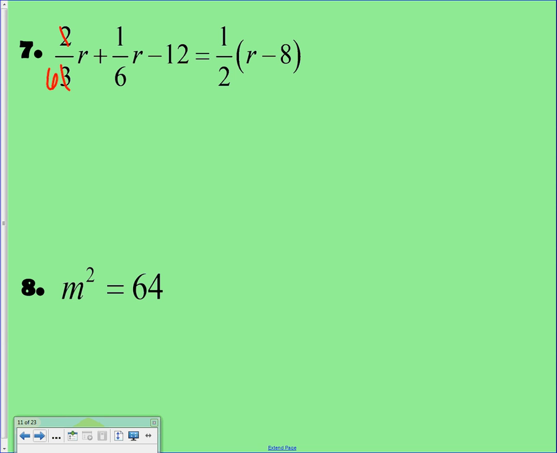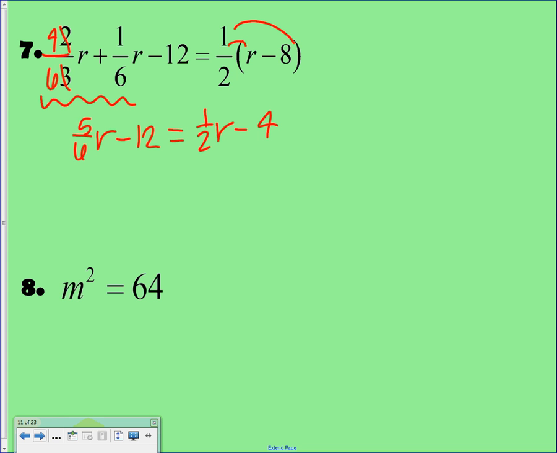So if I multiply top and bottom, that's going to give me 4/6 r. So now I can add these. 4/6 plus 1/6 is 5/6 r minus 12 equals, okay, and then I'll distribute over here. So it'll be 1/2 r minus, okay, remember the trick, if there's a 1 on top, I can just do 8 divided by 2. That gives me 4.